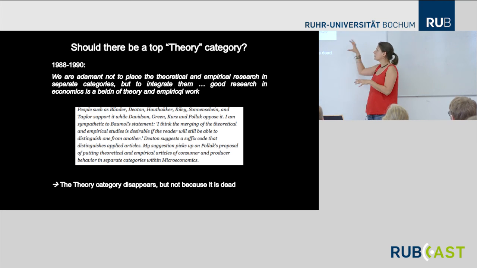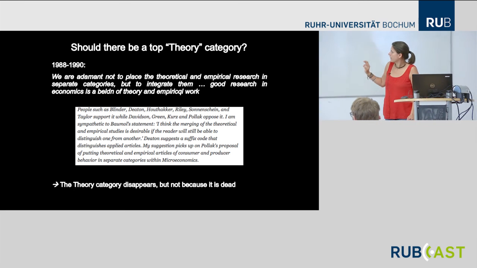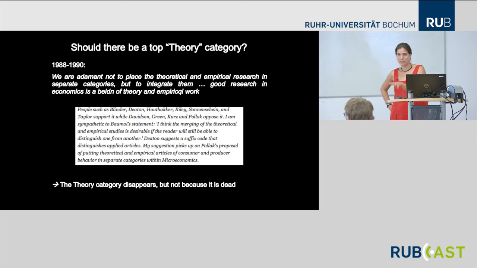And so the theory category disappeared, but not because it's dead. Just because now we are in an era in which economists conceive themselves as applied scientists, essentially. Okay? So this is not what you're learning, because you're still learning the theoretical block first and the technique first. But this is what economist identity has become right now. Okay?